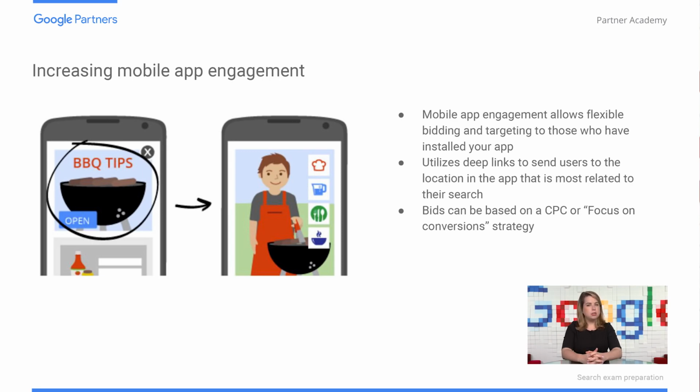Enter a sample keyword to start. Return at any time to generate more related keywords. Deep links allow you to send the users to the location in your app that is most related to their Google search.